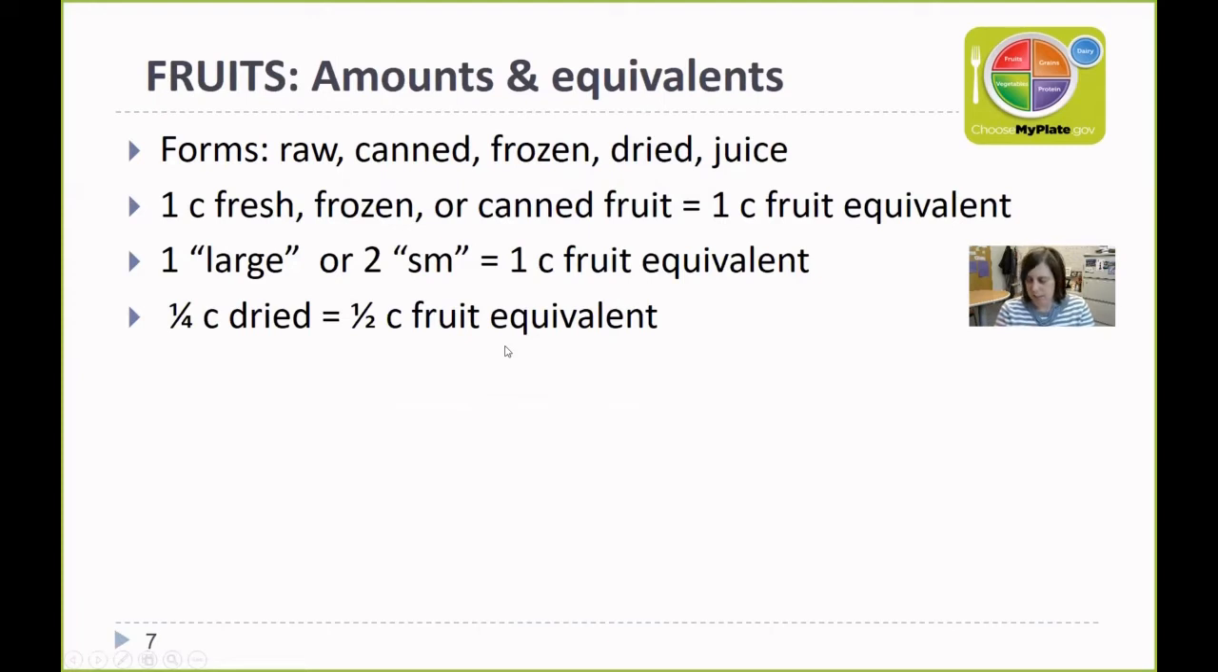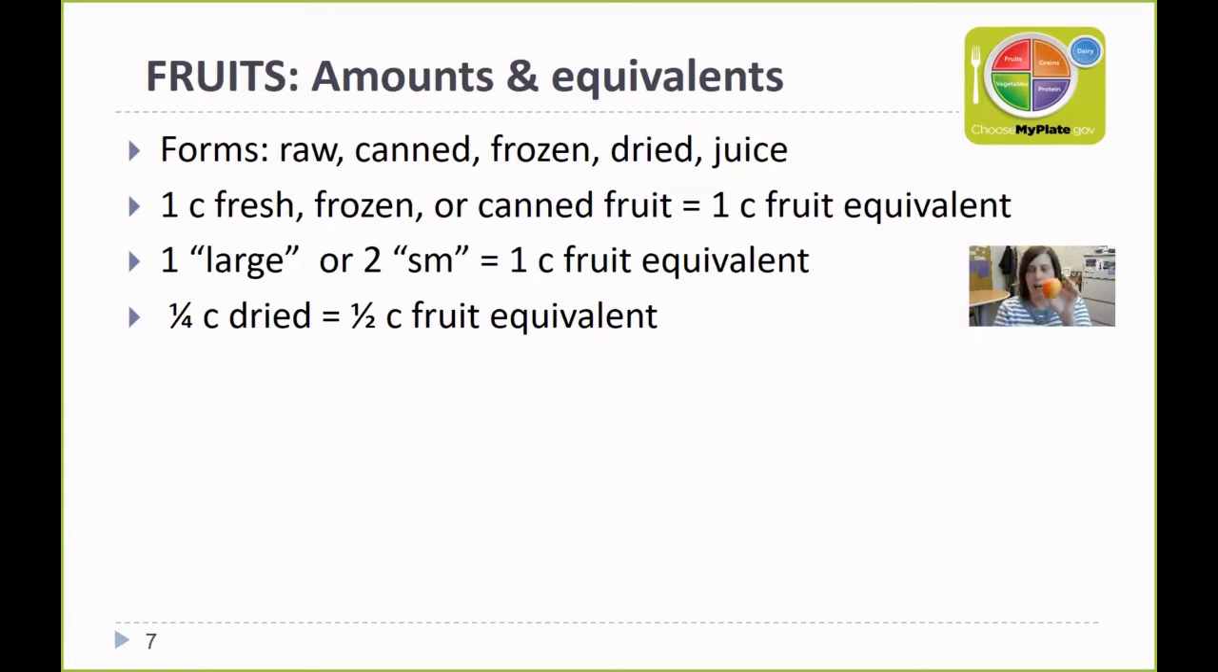So let me give some examples here. So here we've got 1 cup of strawberries. So again, this would be a 1 cup fruit equivalent. What else do I have? Let's see. Oh, I've got some juice. So this is a 3/4 cup of juice. So this actually goes across as well.